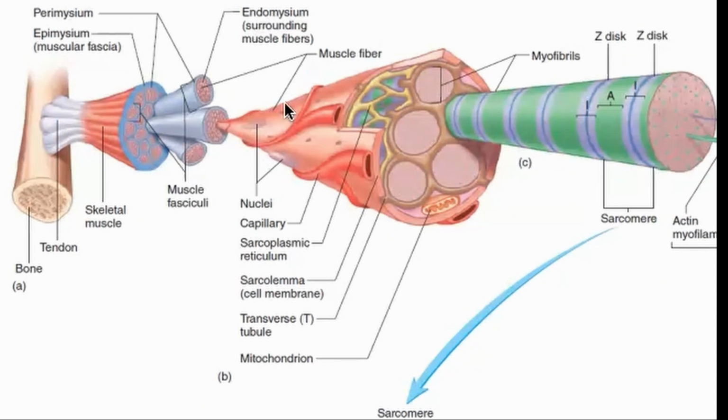What you should see, the endomysium, you should also see the membrane. And what would be under the cell membrane? What would be the cell membrane? The sarcolemma. Yes, exactly.